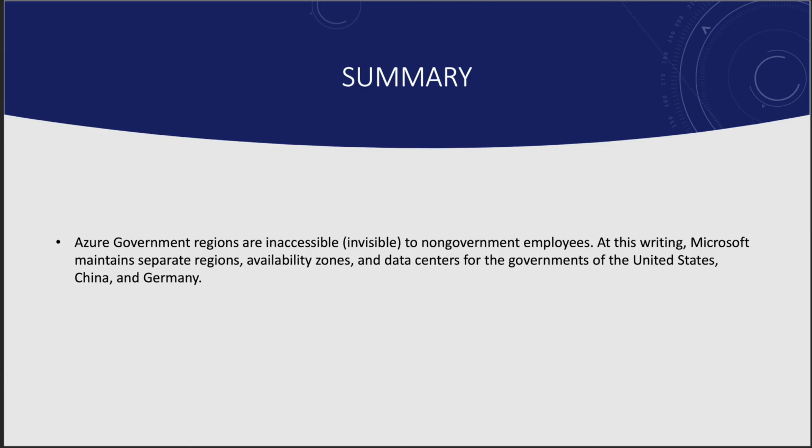So Azure government regions are inaccessible to non-government employees. At the time of writing, Microsoft maintained separate regions and availability zones for the United States, China, and Germany. And again, Germany's getting ready to shut down their stuff as of this writing. So the only two sovereign regions that should be left are going to be the United States and China. There's not a whole lot of this on the test, and there's not a whole lot of information to know about this unless you're actually working inside of those regions, inside of GovCloud or following FedRAMP, or China and working with VNet. So that's really about all you need to know for the test.